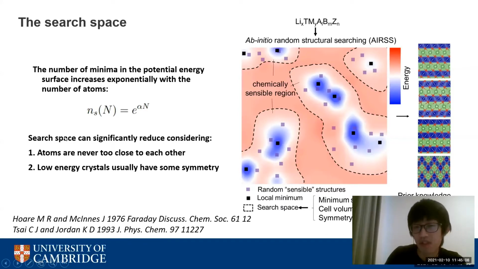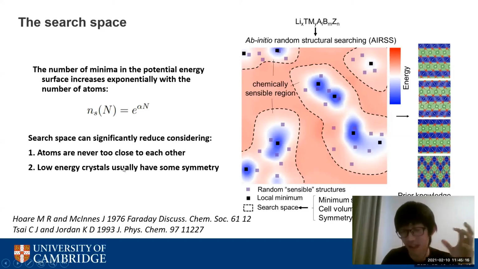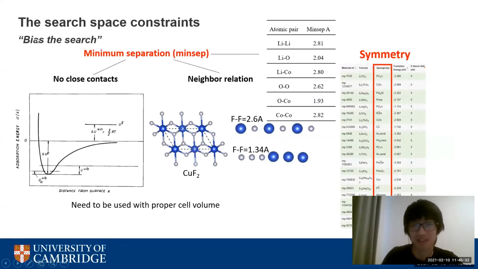Luckily, we have these two features of crystals. The first one is that the atoms are never too close to each other. The second one is that if you look at the crystal structure database, most of the crystal structures that are stable have at least two symmetries. So we can use these two kinds of features to get some physical constraint on the search space, or, to put it in the term by Chris, we can bias the search. The two types of constraint on the search space we usually use are these two: the minimal separation and the symmetry.